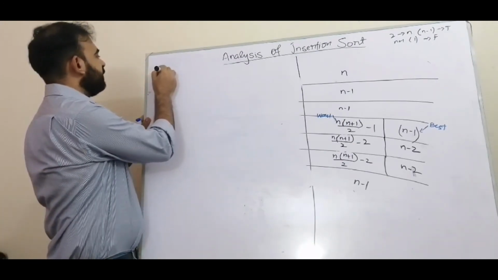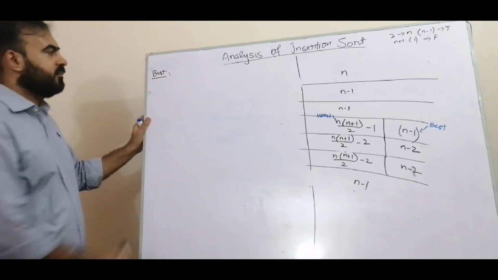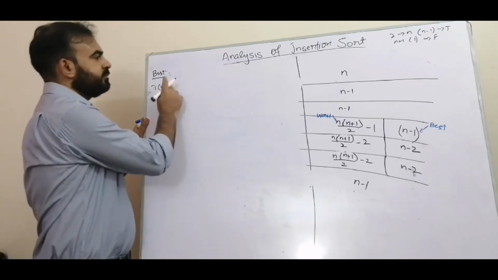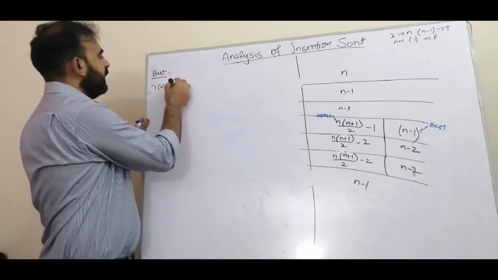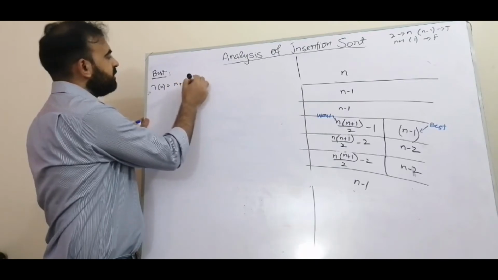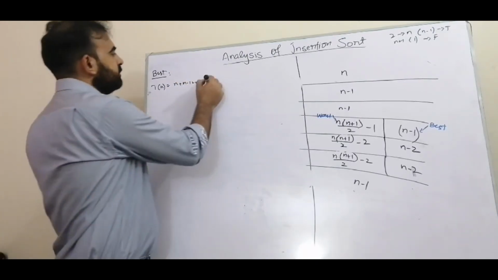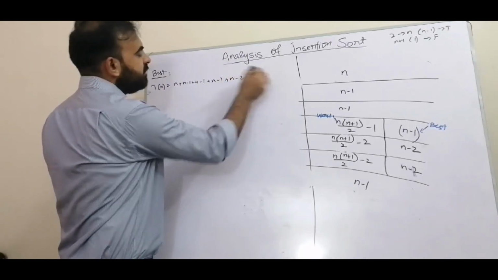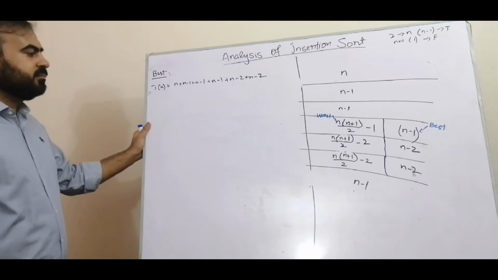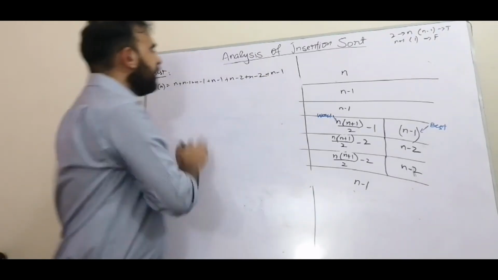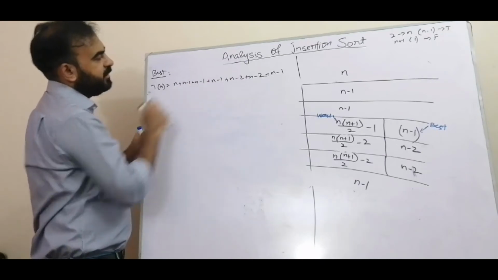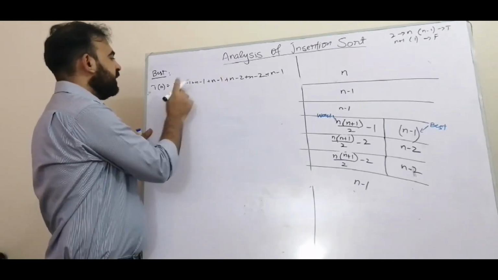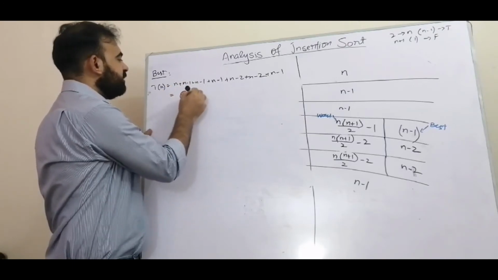For the best case, T of n will be equal to n plus n minus 1 plus n minus 1 plus n minus 1 plus n minus 2 plus n minus 2, and finally n minus 1. So you can see that all the terms are either constant or n terms. So what is the highest order term? It is n. So we can say it is theta of n.